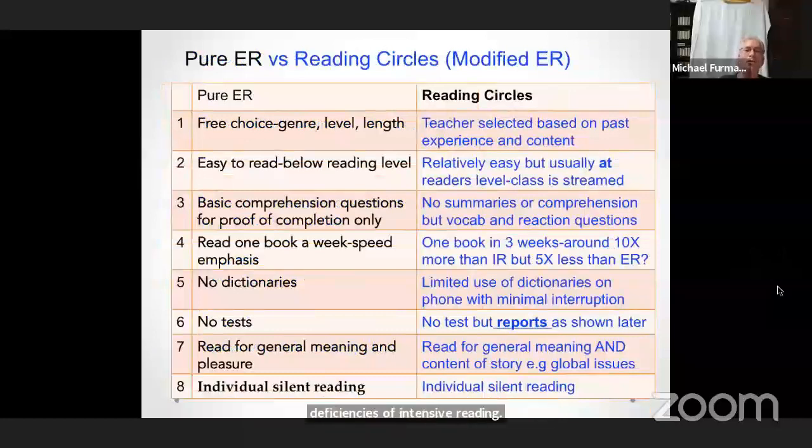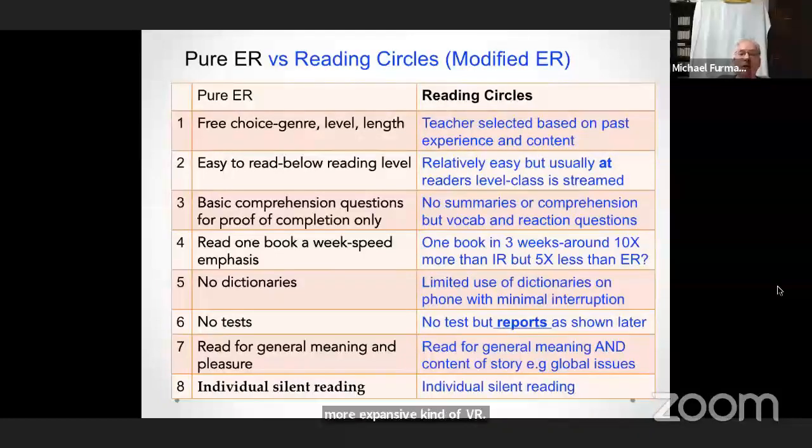Now I'm going to introduce reading circles. Reading circles is where students are reading the same book, and I will explain the mechanics of that in a moment. On the left, you've got pure ER, and on the right, you've got reading circles. Over the years, I've been thinking to myself, am I actually doing extensive reading, or is this something quite different? My conclusion is that it is somewhere in the middle, and that might be a good thing. It's part of this idea of having a more expansive kind of ER.